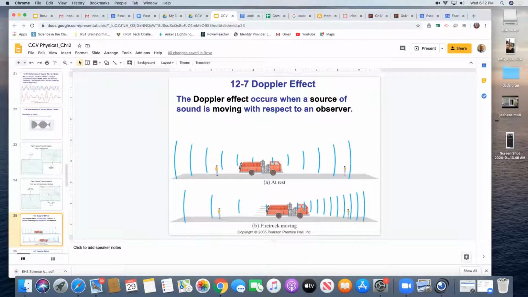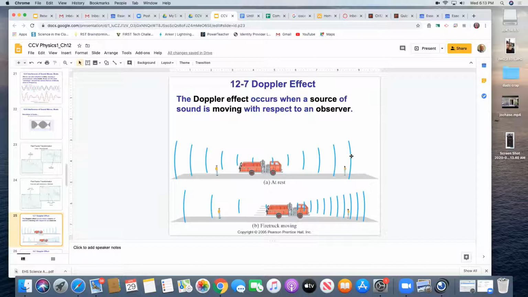Now, tonight, the new piece is about the Doppler effect. The Doppler effect applies to moving sound. And of course, motion is relative. So it doesn't really matter if it's the source moving or if it's the observers moving.